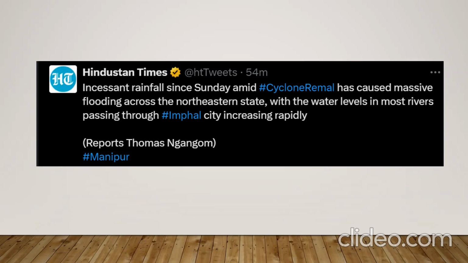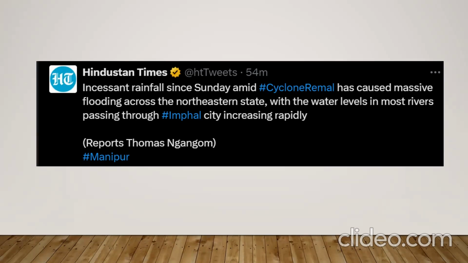So you can see here, "Incessant rainfall since Sunday amid cyclone Remal has caused massive flooding across the northeastern state, with the water levels in most rivers passing through Imphal city increasing rapidly." Report Thomas Gangam, Manipur, hashtag.